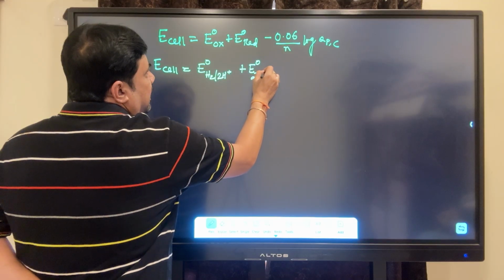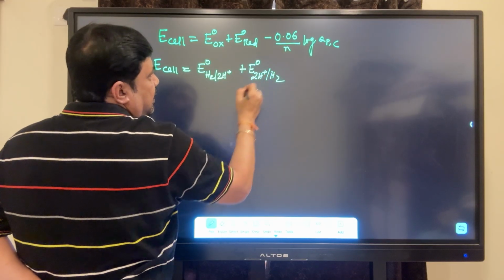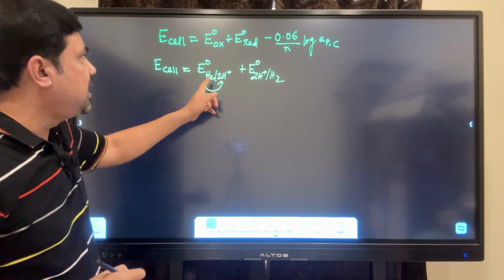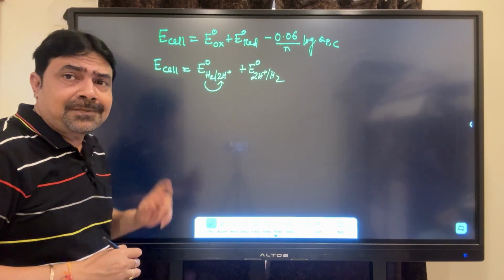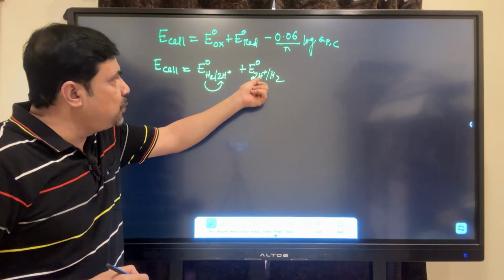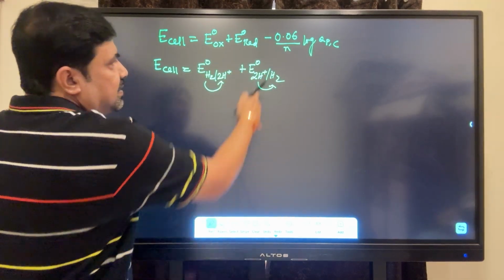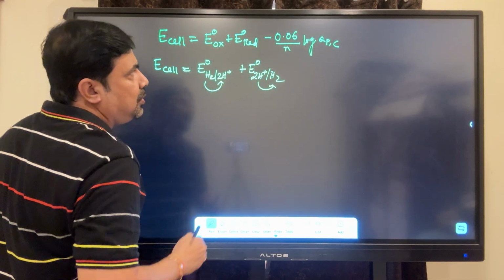2H plus is converting to H2. This is happening in the cathode. Like that you have to read out which thing is converting to which one. H2 is converting to 2H plus by loss of electrons, whereas 2H plus is converting to H2 by gain of electrons. Now this is happening in the cathode, this is happening in the anode.